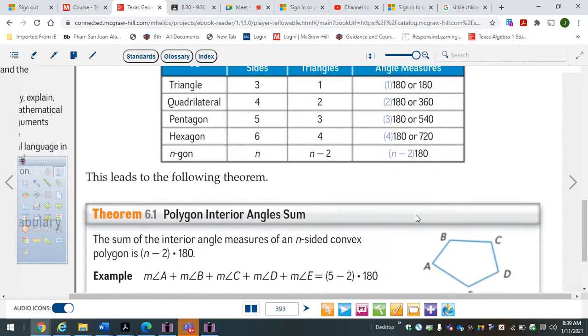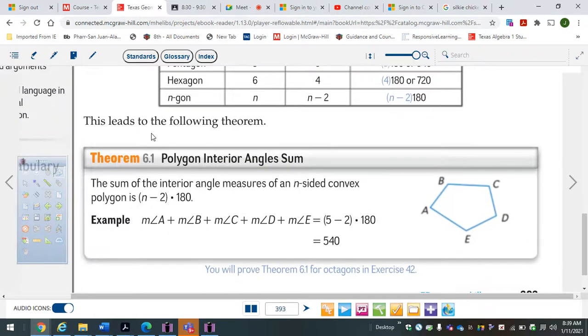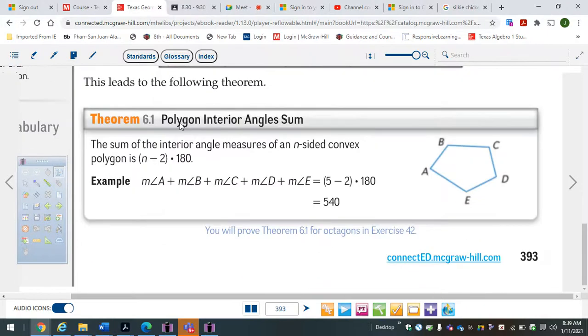Only for convex. We're going to go with only convex. This leads to the following theorem: the polygon interior angle sum. The sum of the interior angle measures of an n-sided convex polygon is the quantity n minus 2, times 180. Remember, n is the number of sides.